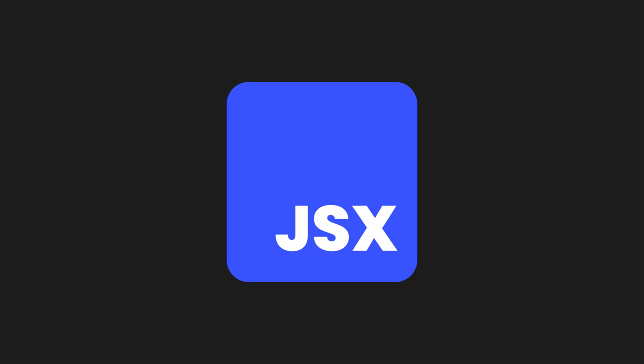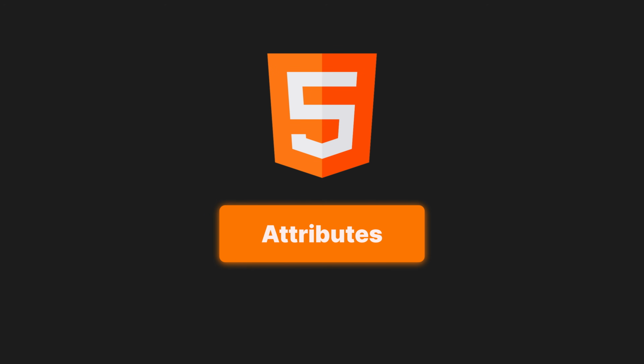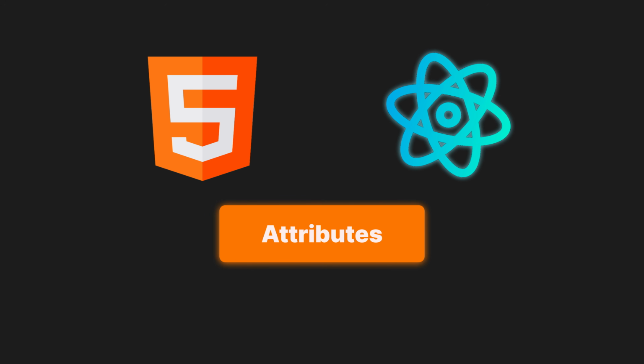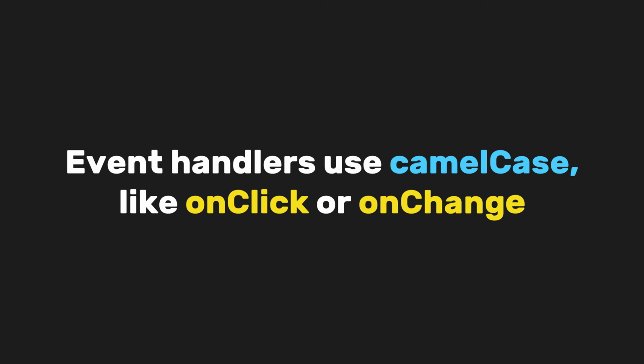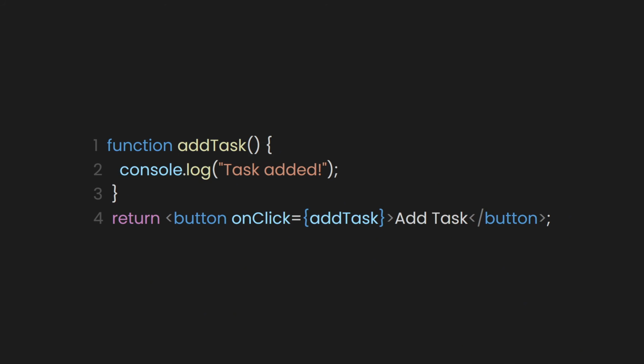Now let's continue exploring JSX by diving into how attributes work in JSX. In JSX, attributes are similar to HTML attributes, but come with React-specific quirks. Event handlers use camel case, like onClick or onChange, instead of lowercase, like in HTML. For example, suppose you're building a form for a tasks app, and you want a button to add a task when clicked. This renders a button that logs "task added" when clicked.